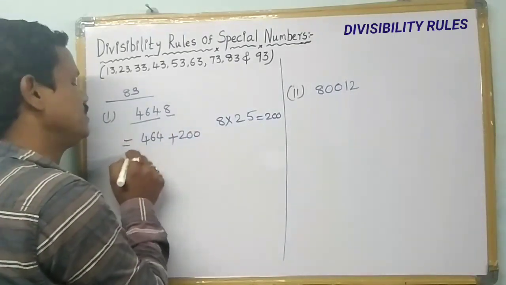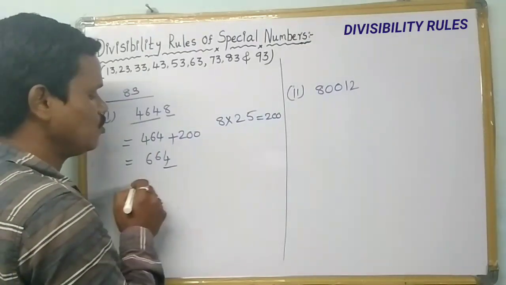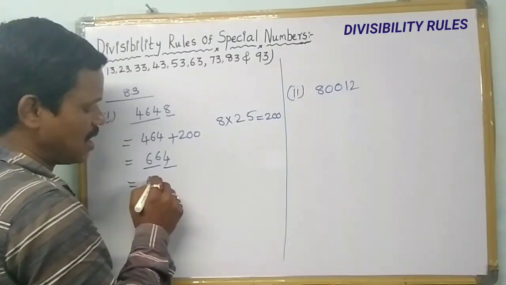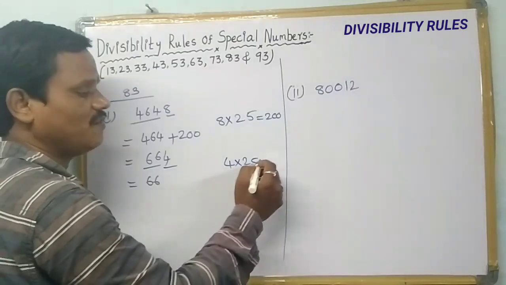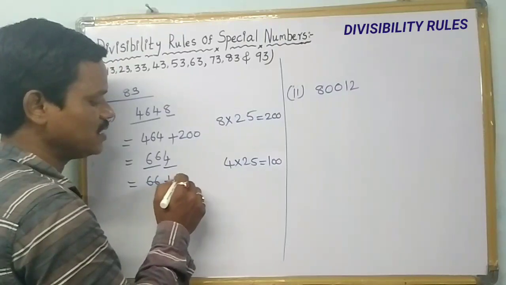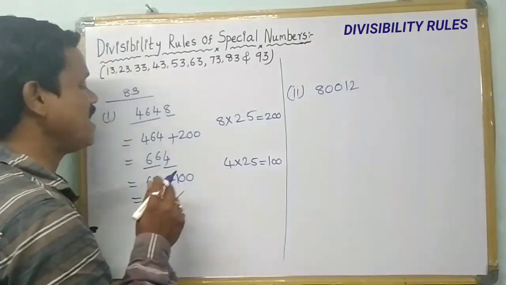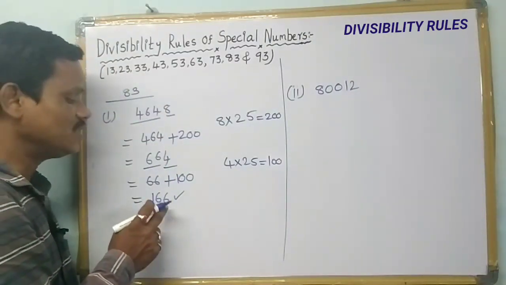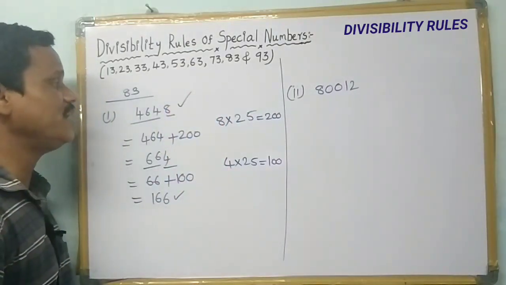What is this value? 664. Now again divide it into two parts. 4 is the first part and 66 is the second part. I am taking the second part as it is and multiplying the first part by 25. 25 times 4 is 100. Now add 100 to the 66. What is the resultant value? 166. 166 is a multiple of 83. 83 times 2 is 166. So 166 is divisible by 83, and 4648 is also divisible by 83.